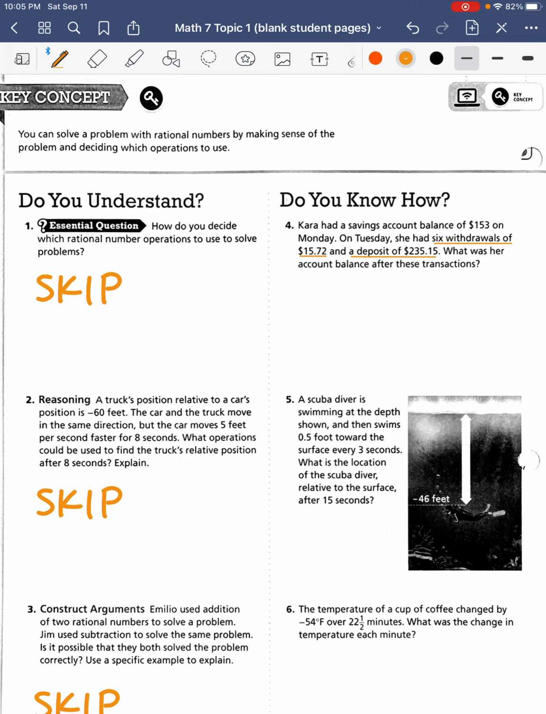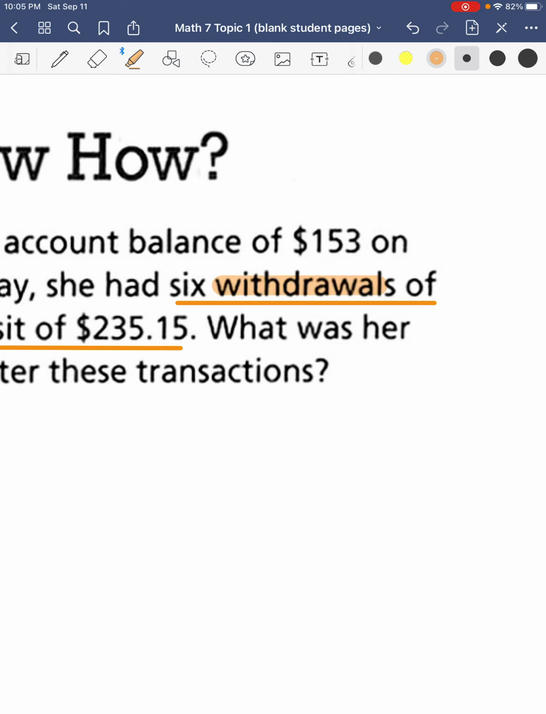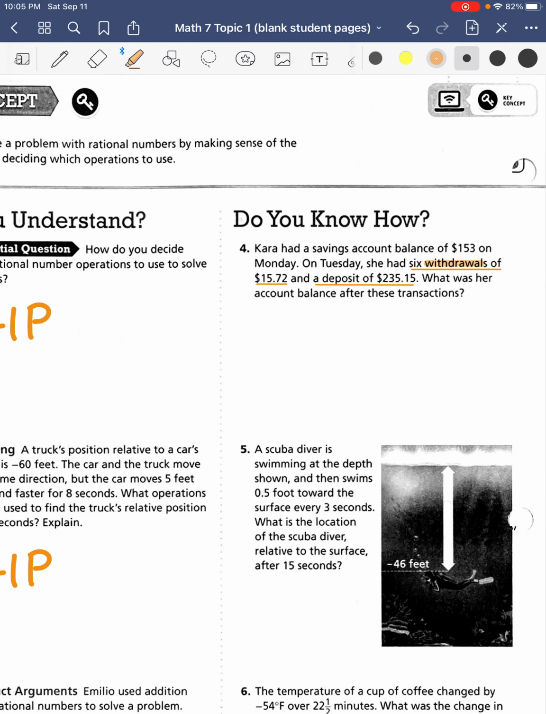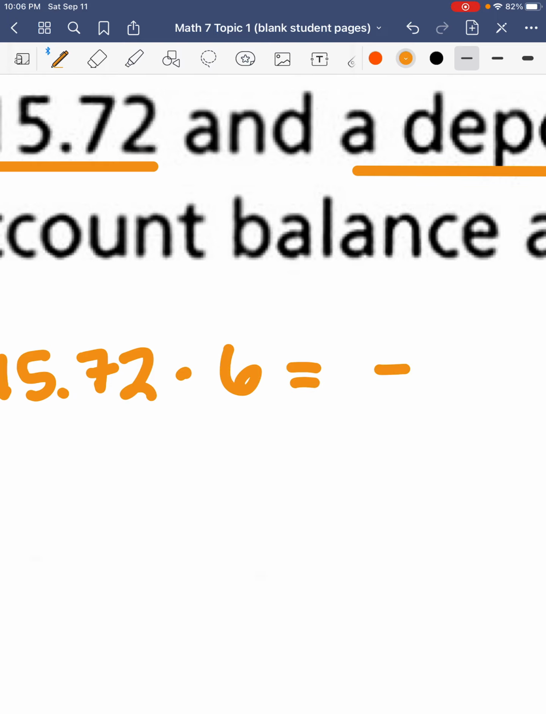Okay, so I'm first going to figure out how much total money she took out. So which word means that she took out money? Well, withdrawals. That means that she's taking money out. So when she's taking that much money out, should that money amount be represented with a positive or negative number? Hopefully you said negative. So we're going to use negative 15.72, and we're going to multiply that with 6 because she had 6 withdrawals. And we know that our answer here is going to be negative.